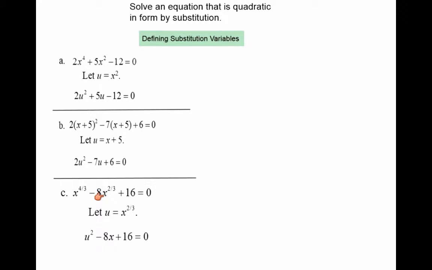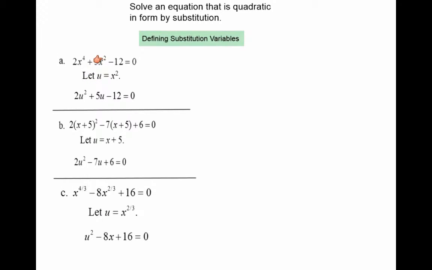Look at this term here. If I square x to the power of 2 over 3, if I raise this to the power of 2, I get x to the power of 4 over 3. So when that happens, you make these substitutions. You let this middle term be equal to another variable. We'll just call it anything you want, u, w. In this case, we're going to call it u.